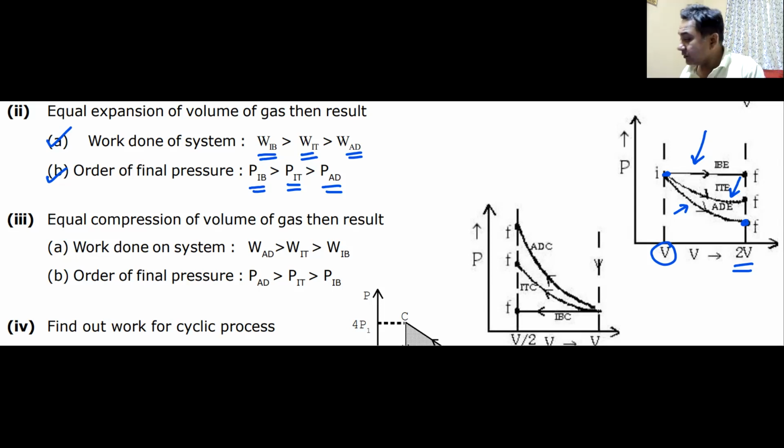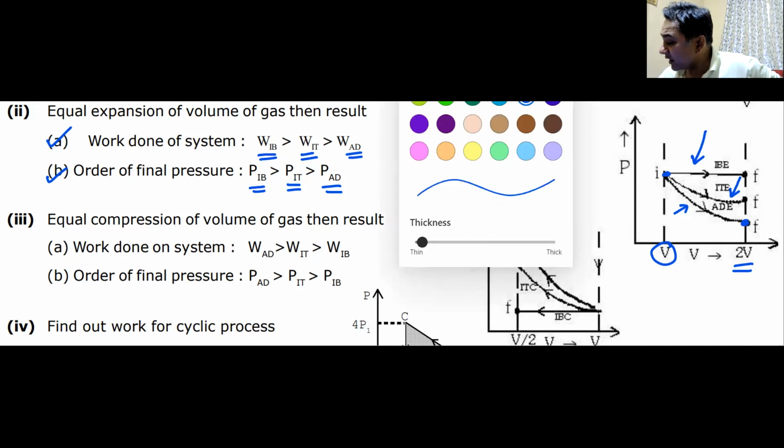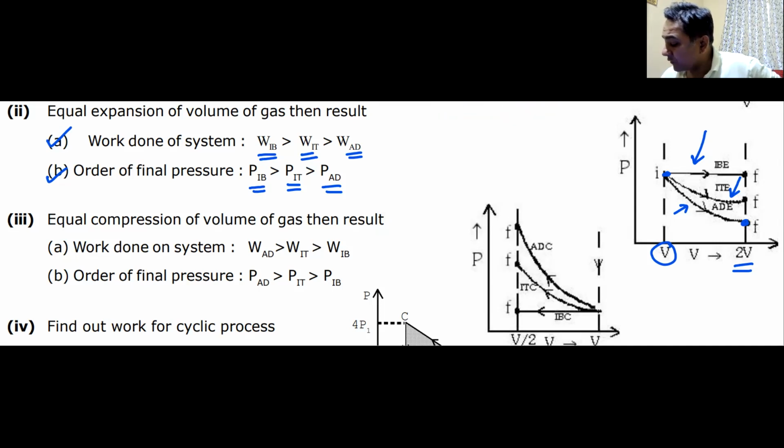Okay. Now look at these green graphs. The blue graphs were for expansion. The green graphs are for compression. I am compressing the gas in 3 different processes. The first one is isobaric, the second one is isothermal, and the third one is adiabatic.